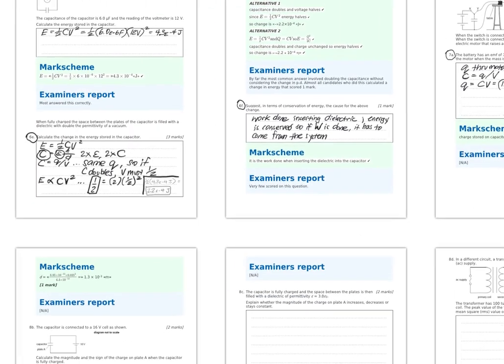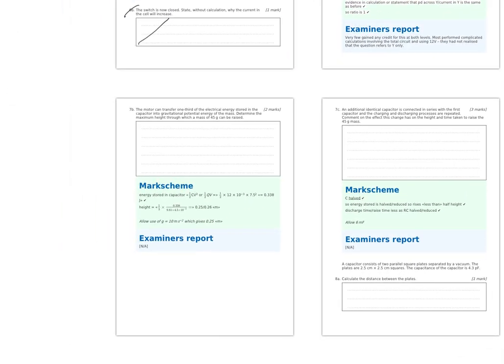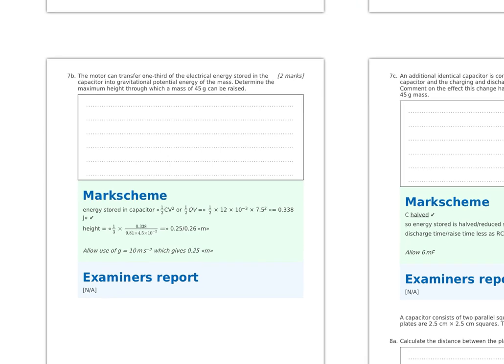Okay, let's continue. 7b should be somewhere over here. So this includes some gravitational potential energy, but it also requires you to figure out the energy in the capacitor. And it says the motor can transfer 1/3 of that energy, but first we need to figure out what the energy is in the capacitor. Well, it's asking for the height the mass can be raised, so let's start there.